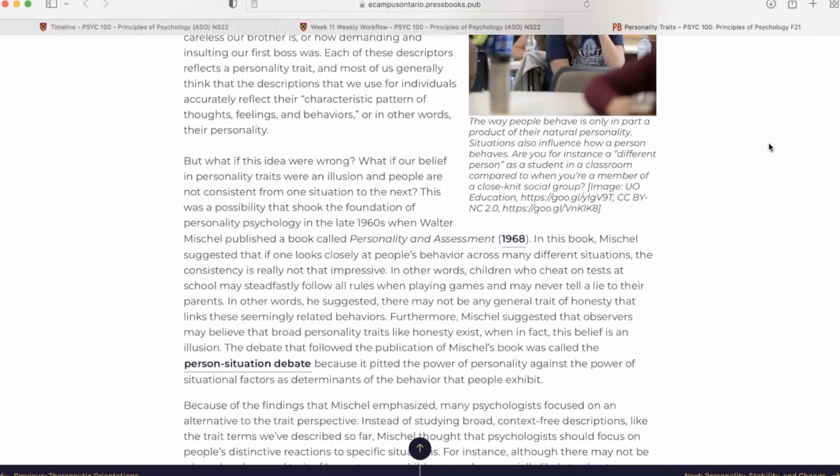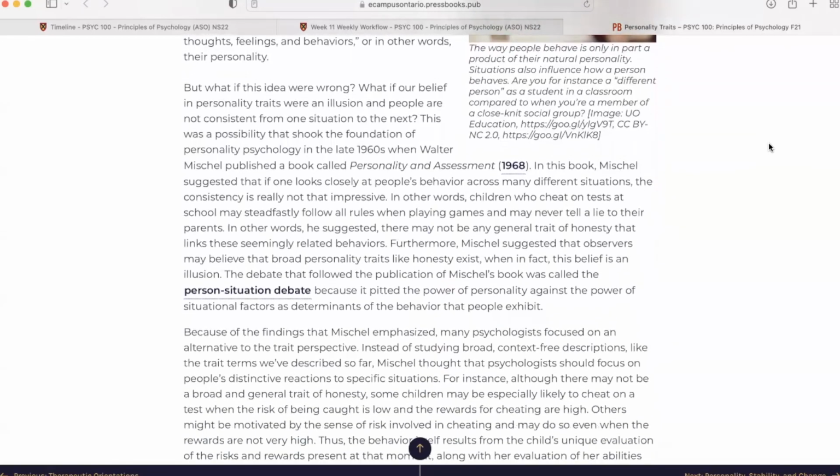But what if this idea were wrong? What if our belief in personality traits were an illusion and people are not consistent from one situation to the next? This was a possibility that shook the foundation of personality psychology in the late 60s when Walter Mischel published a book called Personality and Assessment.